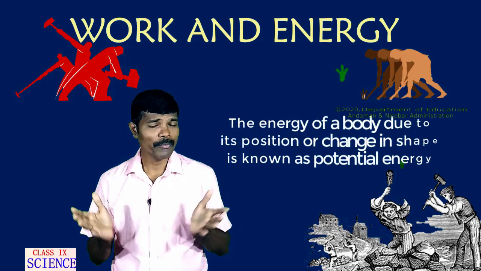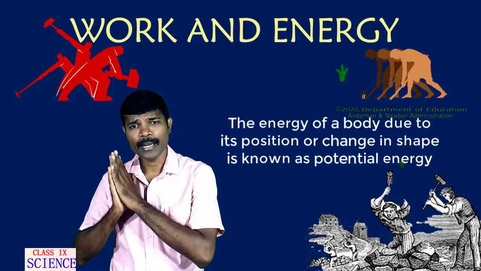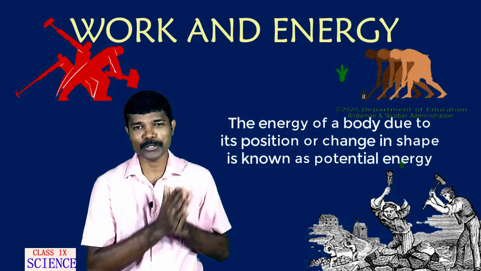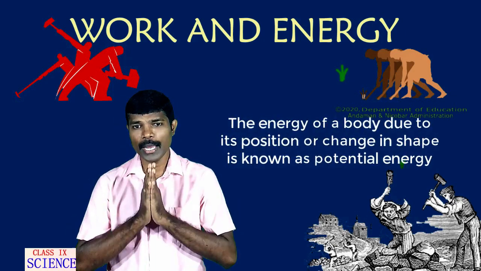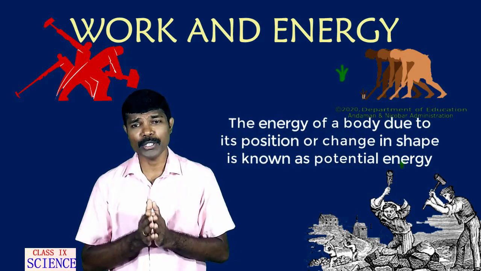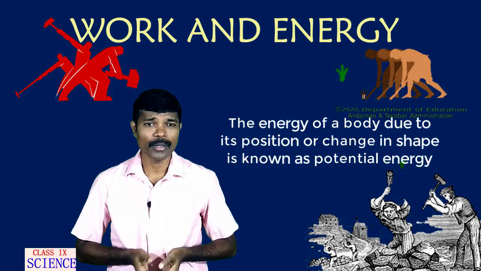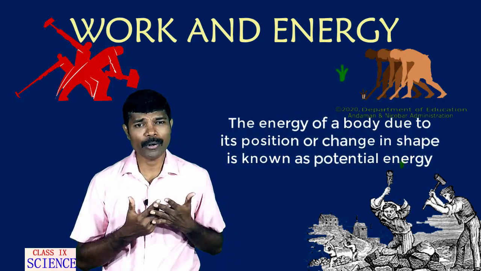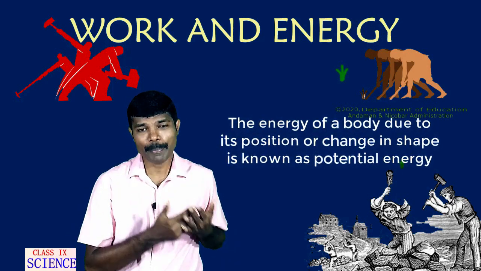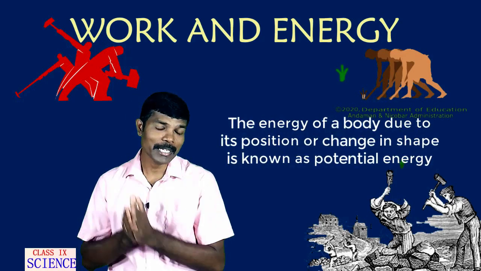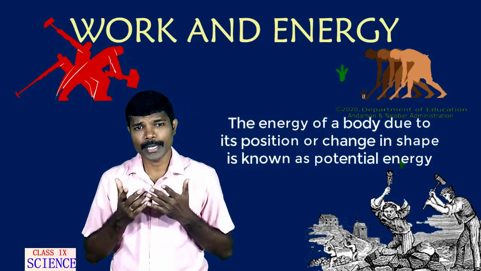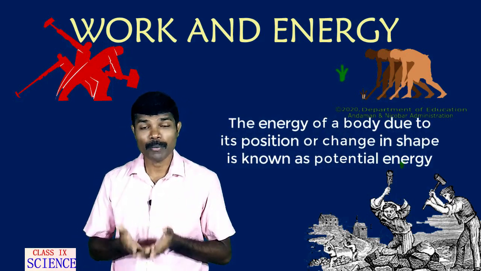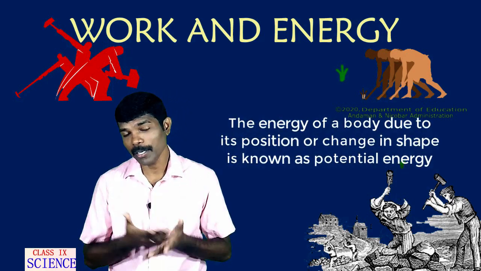On the basis of what we have seen just now, we can say that the energy of a body due to its position or change in shape is known as potential energy. Actually, the energy of a body due to its position above the ground is called gravitational potential energy, and the energy of a body due to change in its shape and size is called elastic potential energy. However, gravitational potential energy as well as elastic potential energy are commonly known as just potential energy.